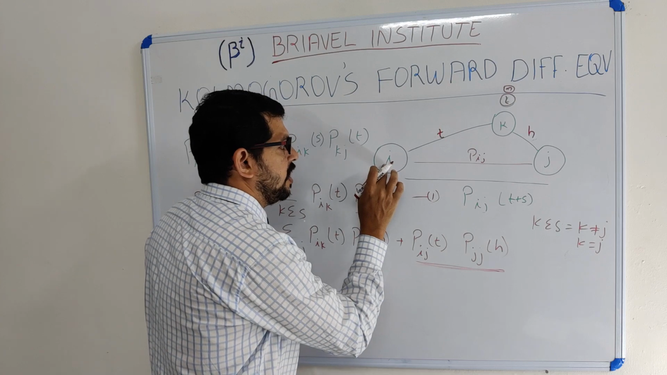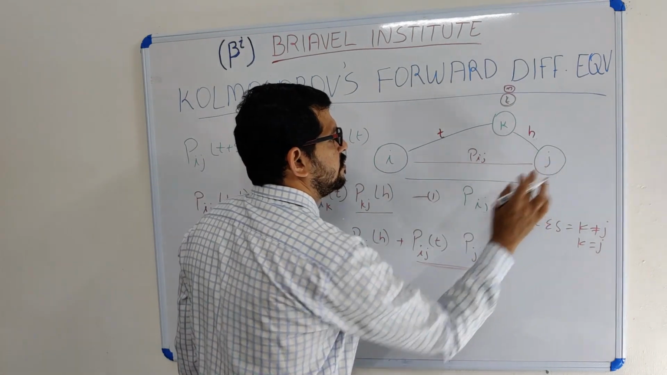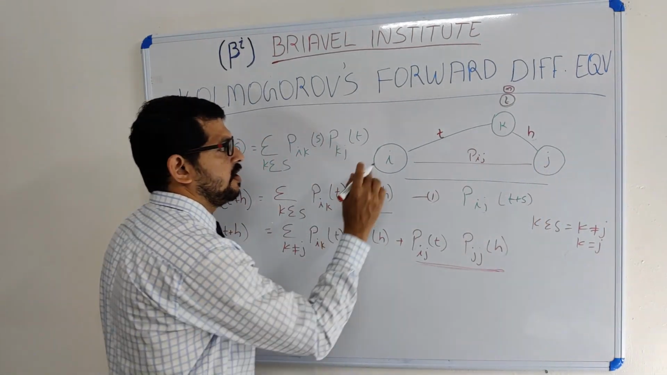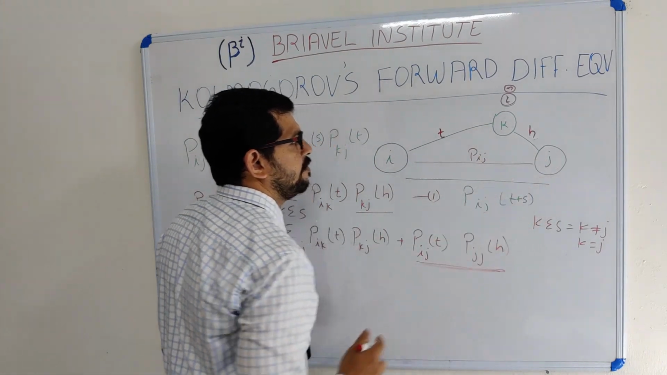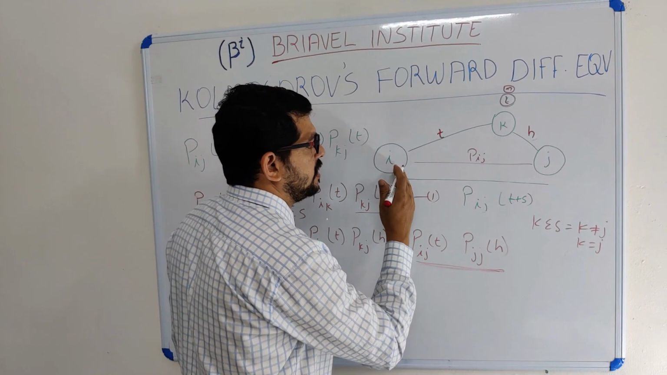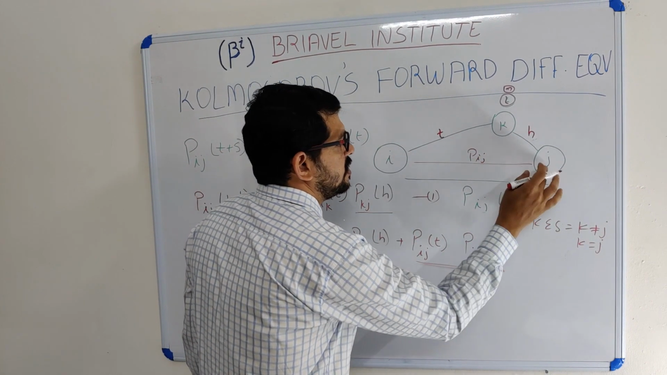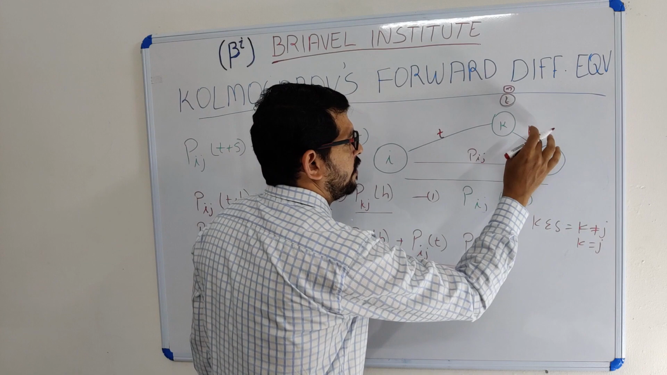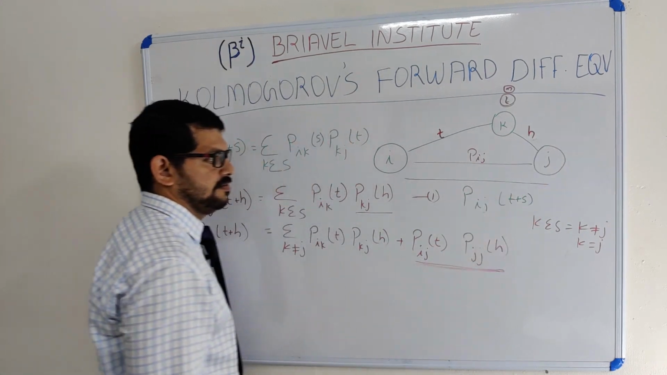We are in the state of I directly moving to j. We are in state of I is directly moving to j and continuing here. So at the time t, we moved I to j and small interval of h time we continued here.